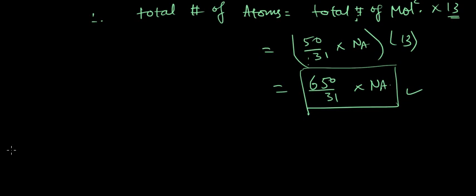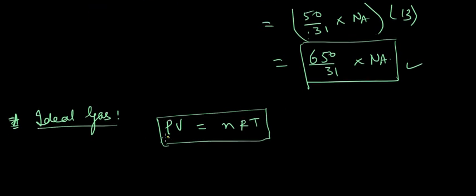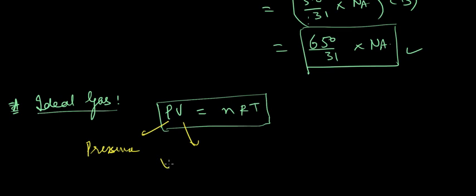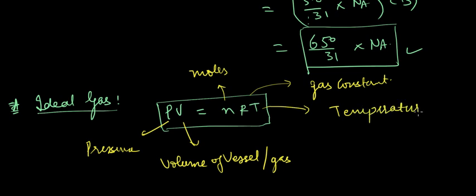Now let's move on to the definition of an ideal gas. An ideal gas is a gas that obeys the equation PV equals nRT, where P is the pressure, V is the volume of the vessel in which the gas is kept, n is the number of moles of that gas, R is the gas constant, and T is the temperature.